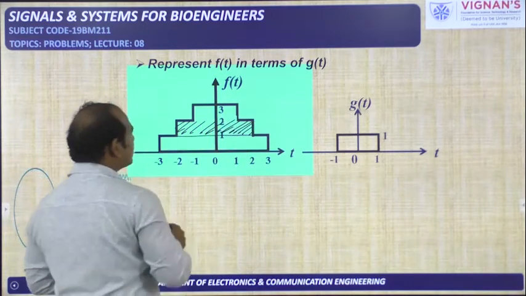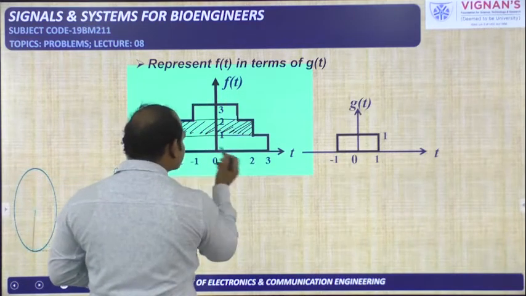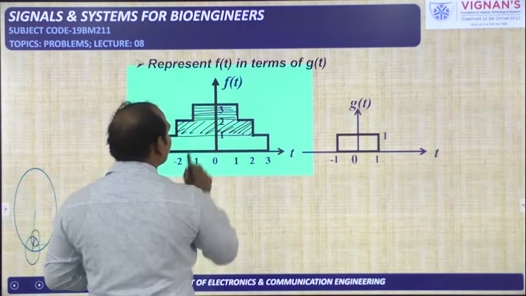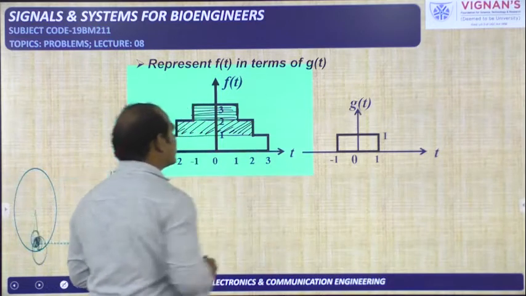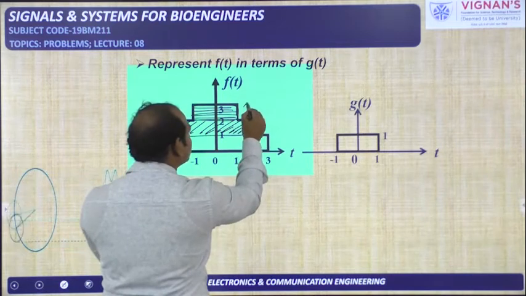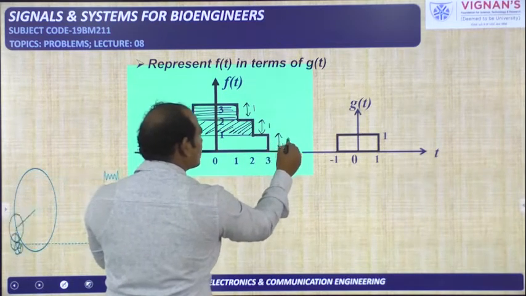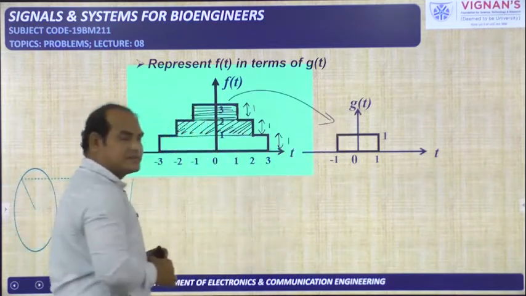Then I am taking another rectangle pulse signal, that is from -1 to 1 with amplitude 1 only. But if you see, this particular rectangle pulse signal is similar to g of t only. It is from -1 to 1 with amplitude level of 1 only. So this third one is similar to g of t.